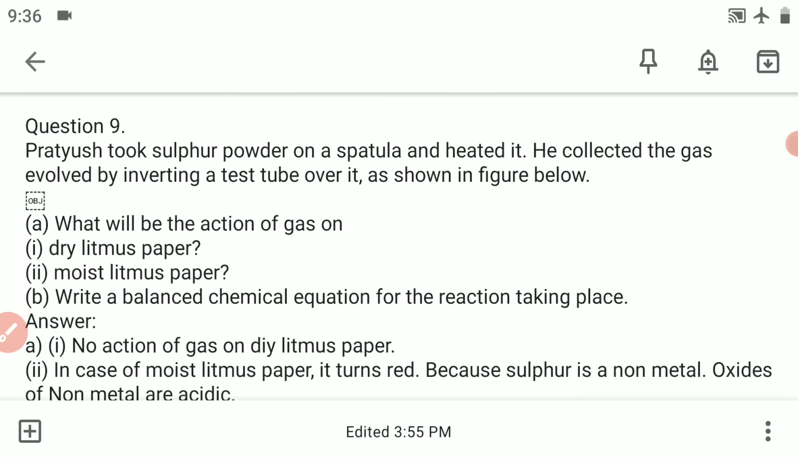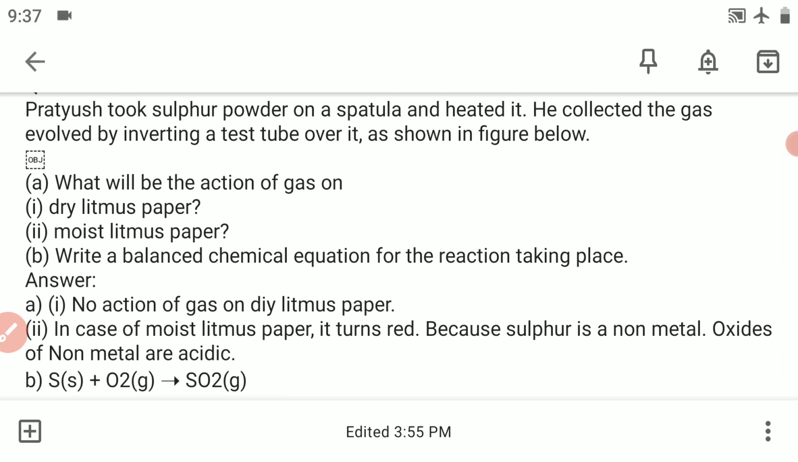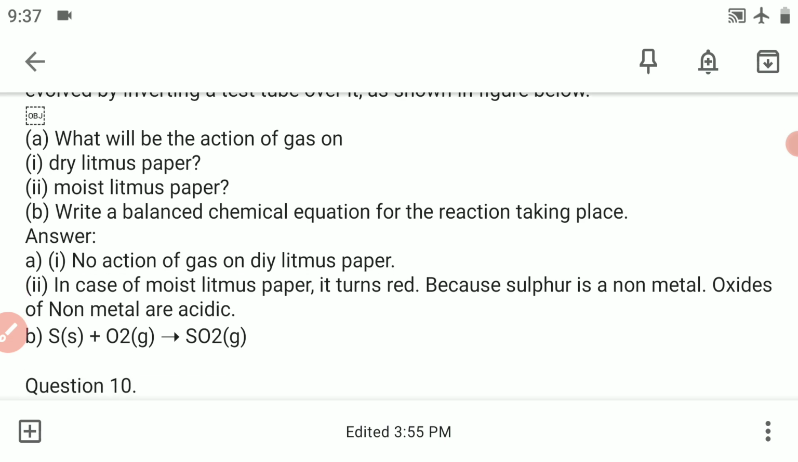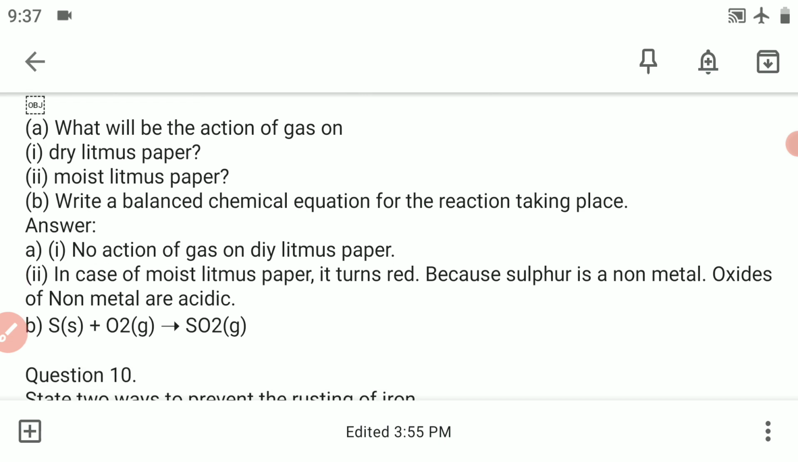Question number 9 is, Pratyush took sulfur powder on a spatula and heated it. He collected the gas evolved by inverting a test tube over it as shown in the figure below. What will be the action of the gas on?